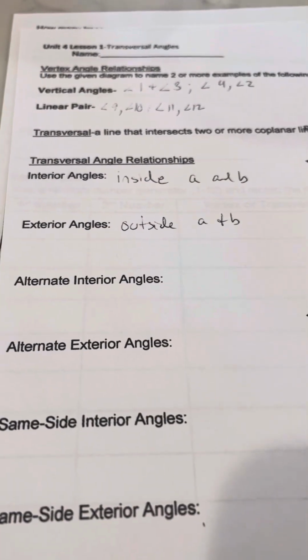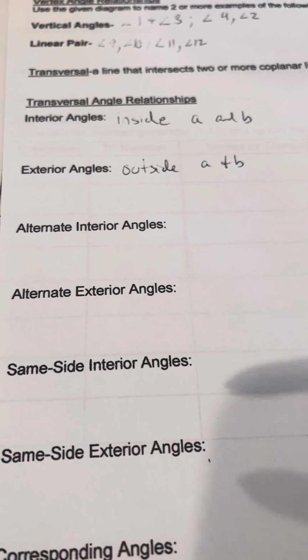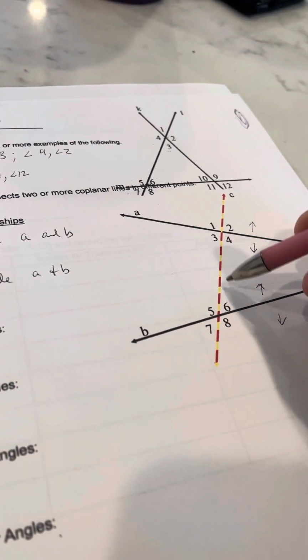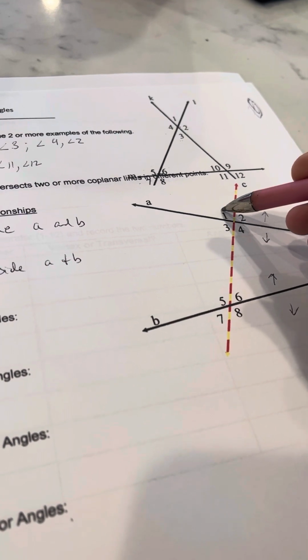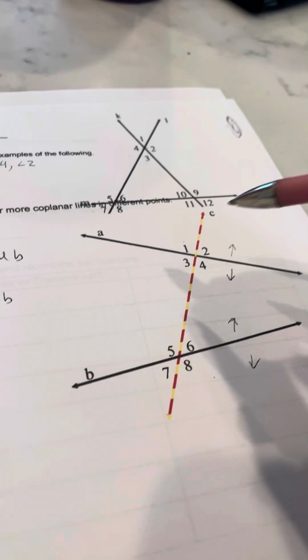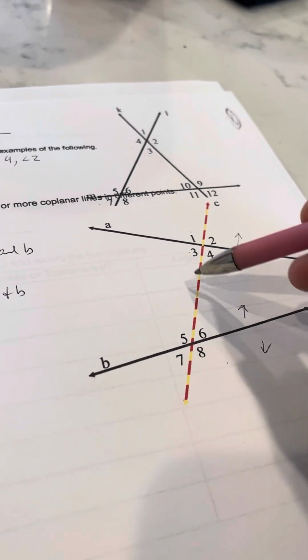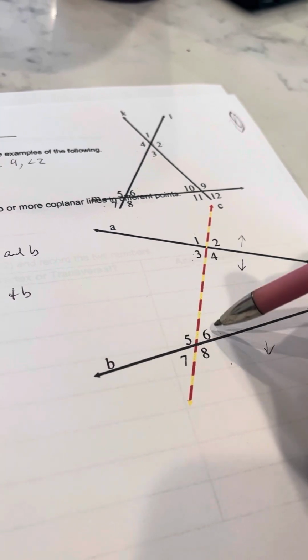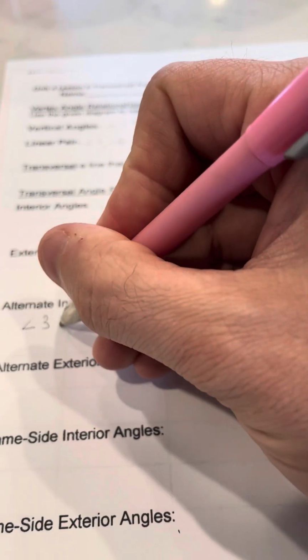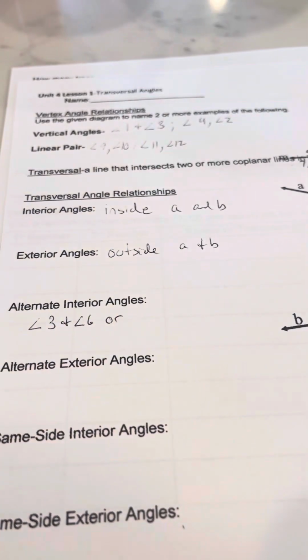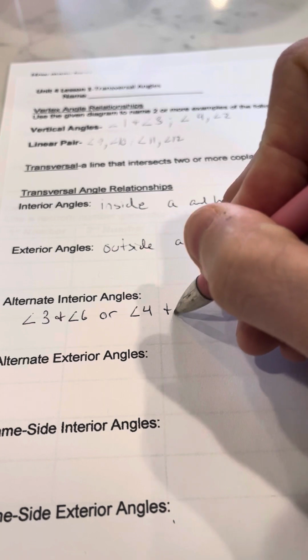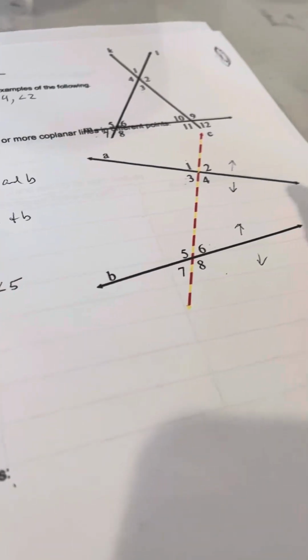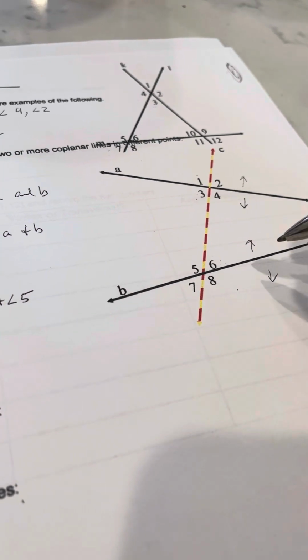Then we've got alternate interior angles. So when we talk about alternate or same side, in that case we're talking about the transversal. So alternate of the transversal would be like 1 and 8. And since it's asking for alternate interior, we're going to talk about 3 and 6. So those are on opposite sides of the transversal and inside of A and B. So we can talk about angle 3 and angle 6, or angle 4 and angle 5. And those are the only two sets of alternate interior angles in this picture.